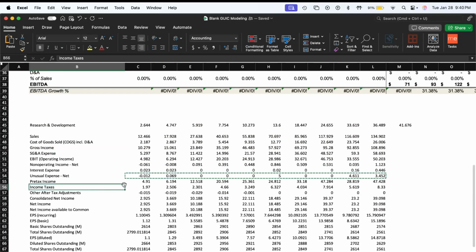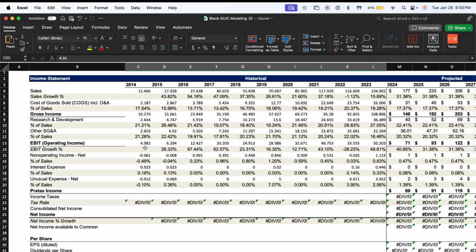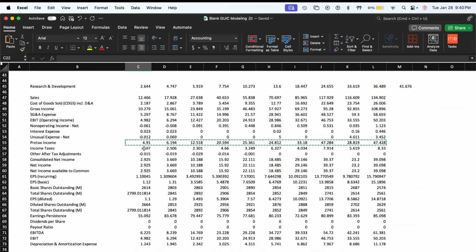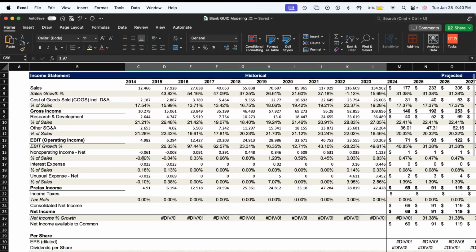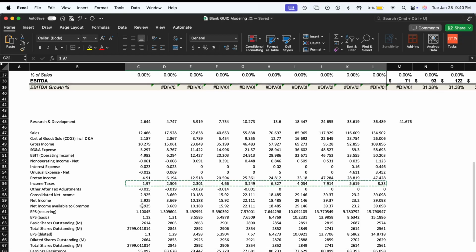Pre-tax income. Income tax. Consolidated net income.